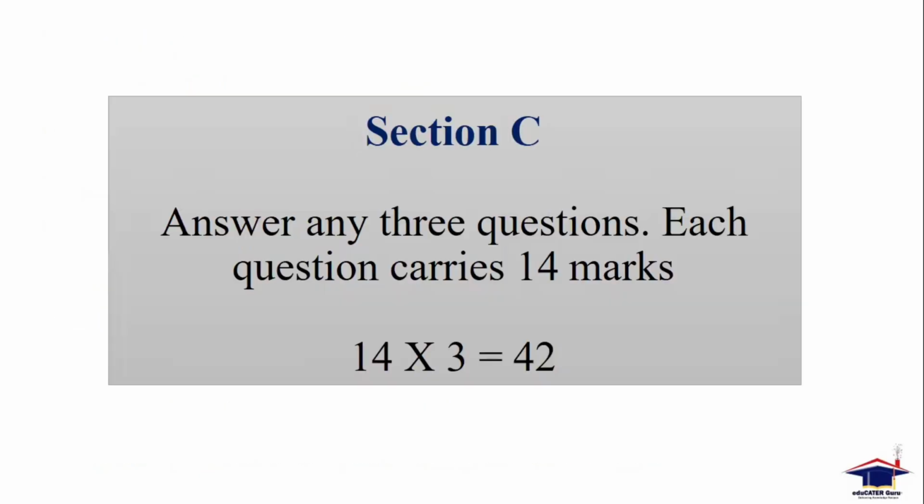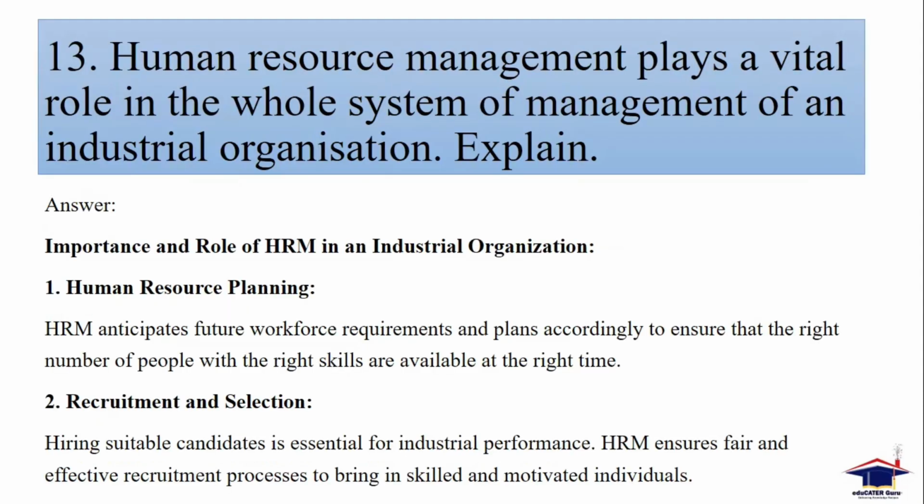Next, let us go to Section C. Here you have to answer any three questions. Each question carries 14 marks. So, human resource management plays a vital role in the whole system of management of the industrial organization. Explain. So, this means you have to write the importance and role of HRM in an industrial organization.